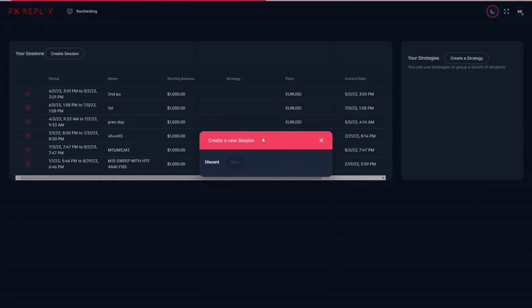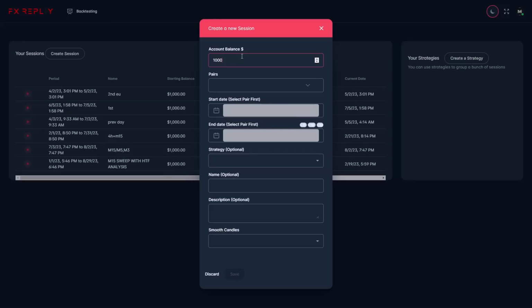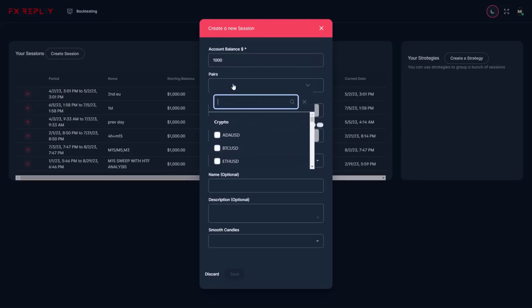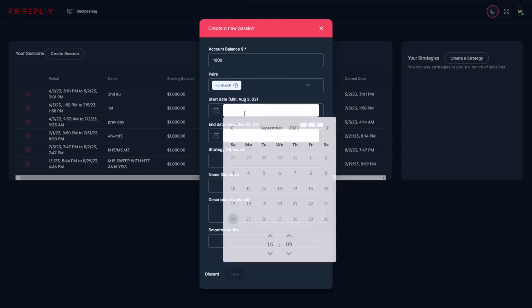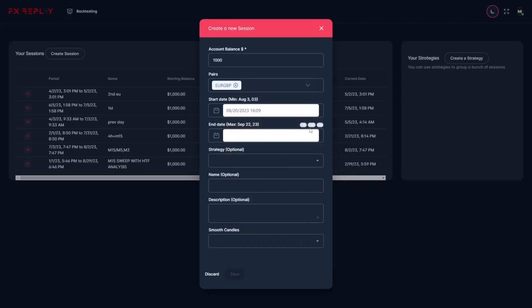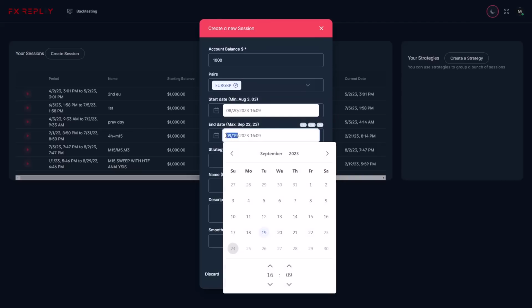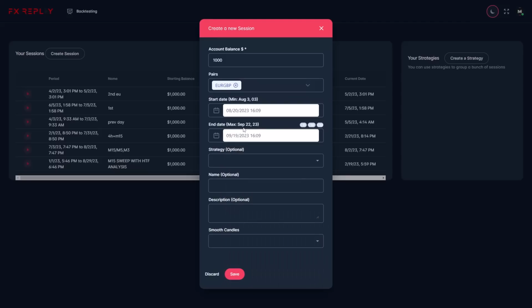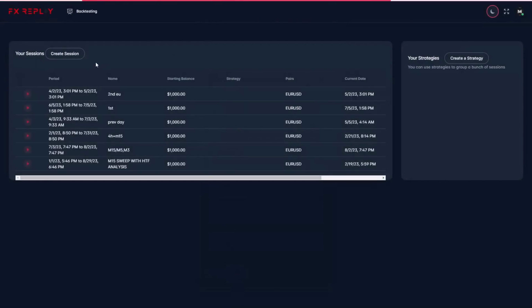So let's start the session with $1,000, and then the pair, as we discussed, is going to be Euro Pound, so EUR/GBP, this one right here. And we're going to go from, let's do August 20th until September 19th, so it's going to be a month. Okay, today is the 22nd. We're going to call this 4 hour and 15 minutes. Okay, and we're going to save and start the sessions.